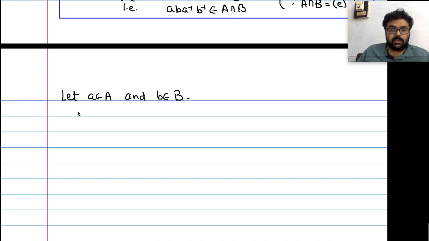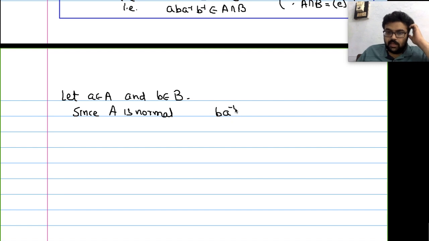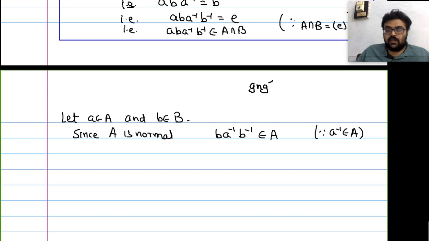So since A is normal, B A B inverse is in A. Why? Since A is a subgroup, A inverse is in A. And normal means G N G inverse belongs to N whenever N belongs to N, for all G in G.